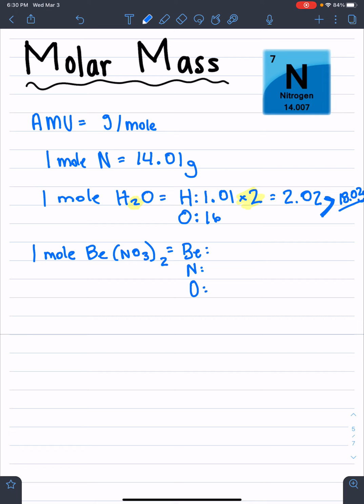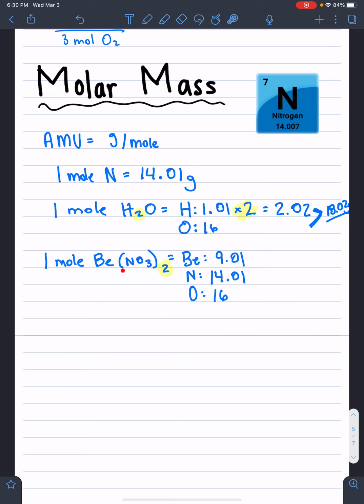Be, if you look at your periodic table, weighs 9.01 grams. Your nitrogen will be 14.01 grams, and your oxygen will be 16. Now we have to see if they're going to be multiplied by anything. Be doesn't have any number by it, so it's just a 1, so we don't have to multiply that by anything. Now this nitrogen doesn't have a number right by it, but the 2 on the outside here is saying that we're going to have 2 of the NO3s.